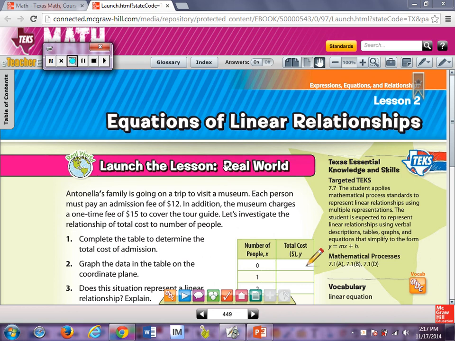All right, class, welcome back to Chapter 6. Now we are in Lesson 2 on page 449. Today we begin our discussion on the equations of linear relationships. So let's go ahead and start with our real-world example.